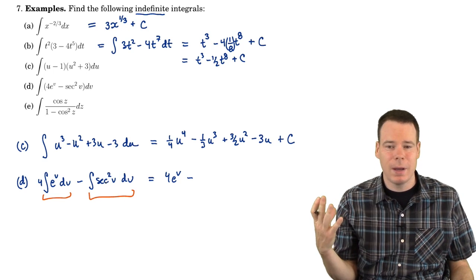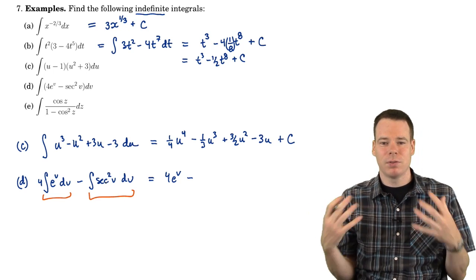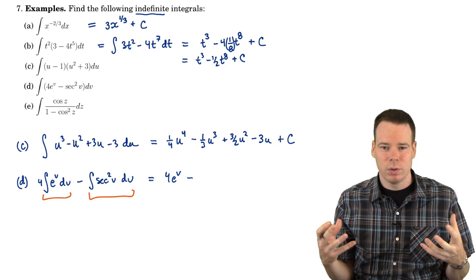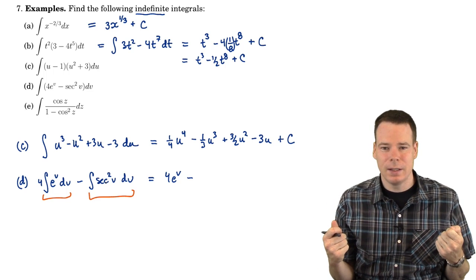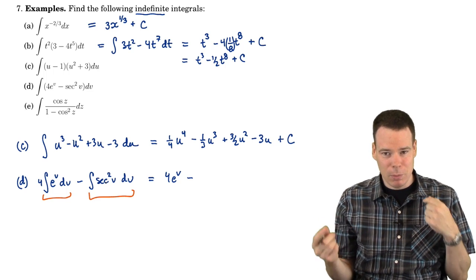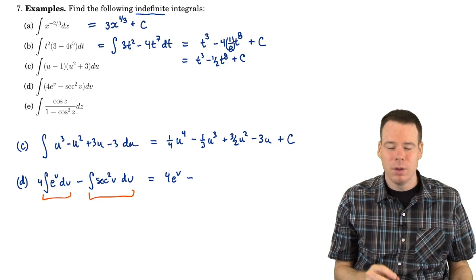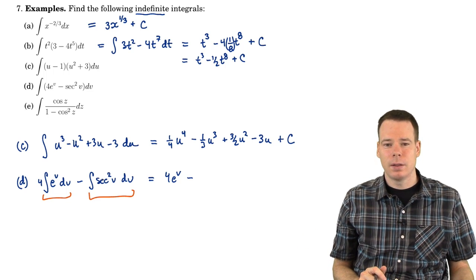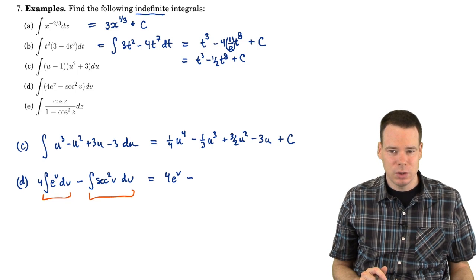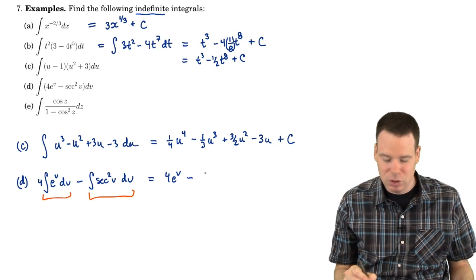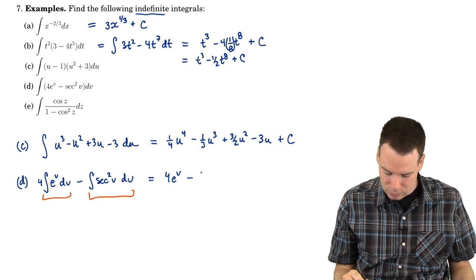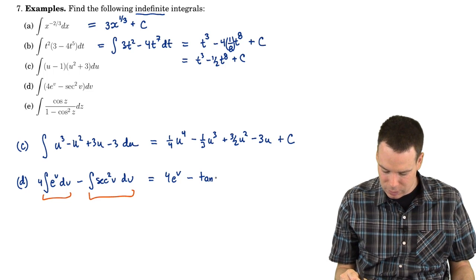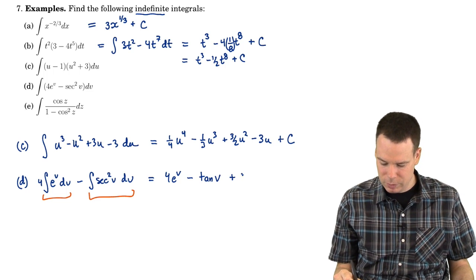We're having to think now back to differential calculus and all of those differentiation rules, all those differentiation formulas that we had in Calculus 1. We're going to have to try to remember them backwards now. So what function has a derivative of secant squared v? That would have been tangent. The derivative of tangent is secant squared. So the antiderivative of secant squared is tangent plus c.